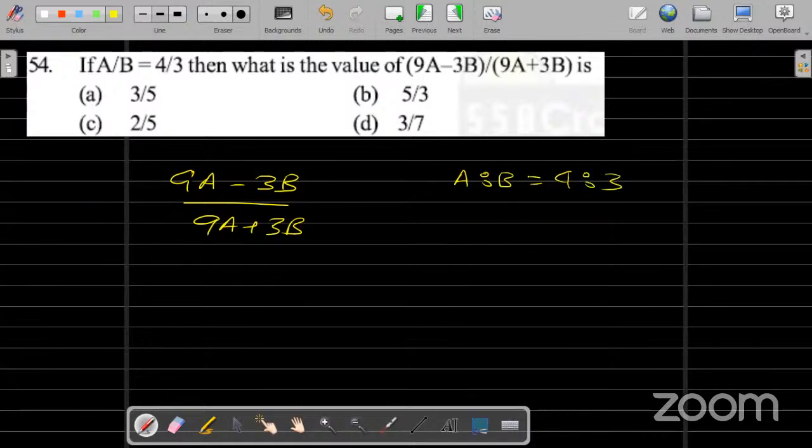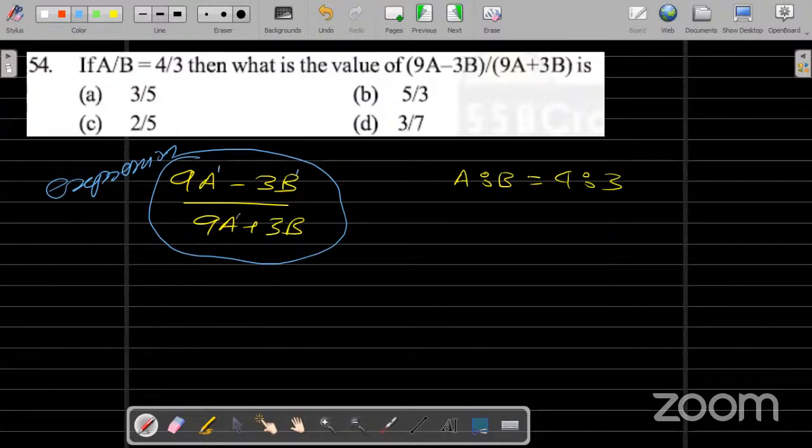Now, what we are given is an expression. If that expression is a homogeneous expression, homogeneous meaning in each term the power of variables should be the same. Here it is only A raised to 1, B raised to 1, A raised to 1, B raised to 1. The power of variables is the same, so that is a homogeneous expression. Then what we need to do is just put A equals 4 and B equals 3, and you will get the answer.